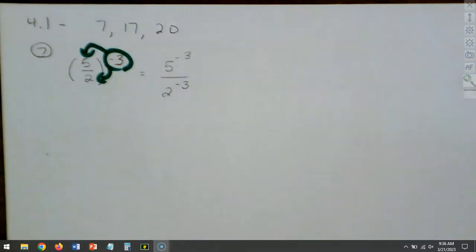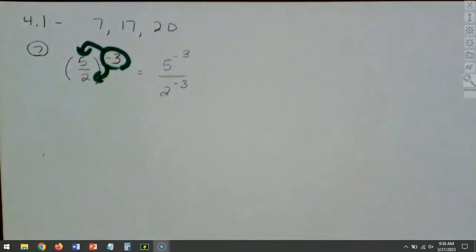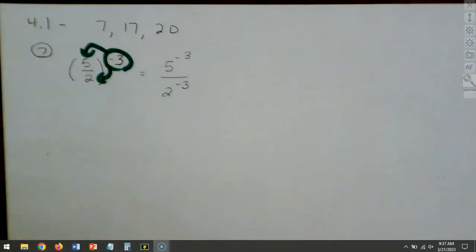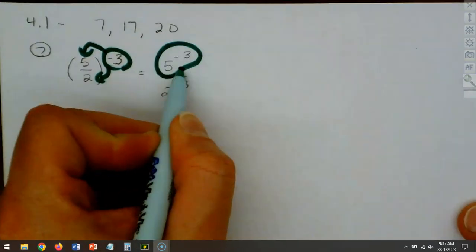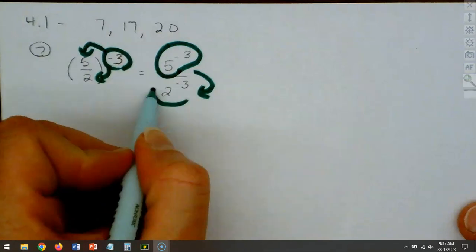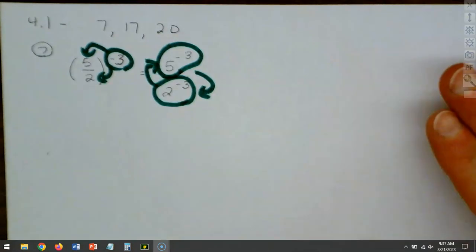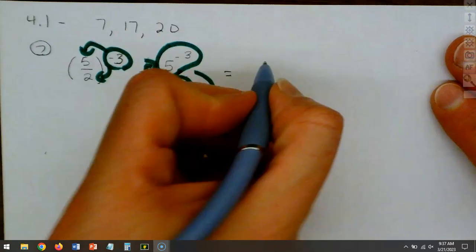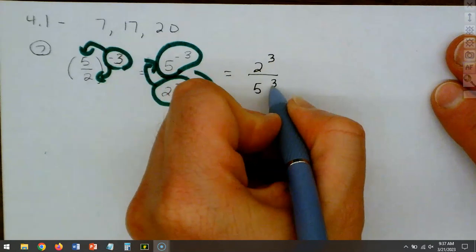Now, what we have to be careful of with these is the negative exponents. So how do we handle negative exponents? Right, well, we talked about this before. Whenever we have a negative exponent on the top, it goes down to the bottom. So this 5 to the negative third is going to go down, and this 2 to the negative third comes up to the top. And so then they get rewritten as positive exponents. So I can now rewrite this as 2 to the third over 5 to the third.